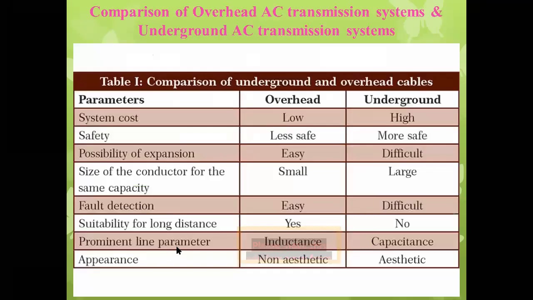Next, comparison of overhead and underground AC transmission systems. After studying all the supply schemes in the overhead and underground systems, we have made some conclusions that are listed in a table. Comparison of underground and overhead systems by parameters. System cost: in the overhead system, the system cost is low; in the underground system, it is higher.